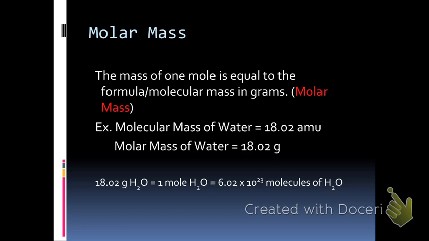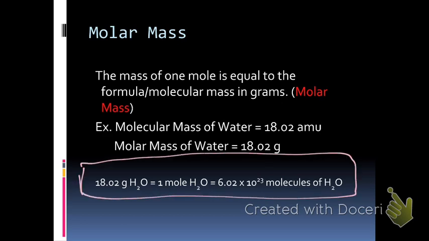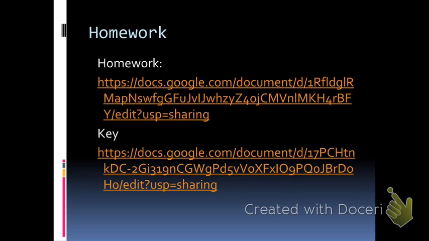This is basically what we're going to use. If you understand this, then we're in good shape. 18.02 grams is our molar mass, so that is what equals 1 mole. Our molar mass always equals 1 mole of that substance. And remember, 1 mole is just 6.02 times 10 to the 23rd of whatever that thing is. Here's some practice.